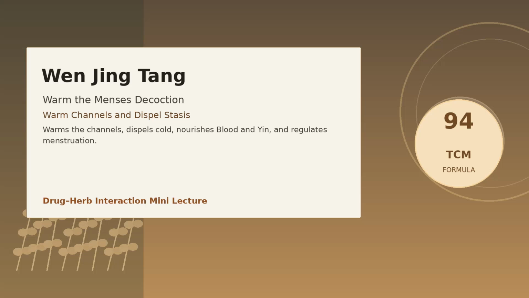Wen Jing Tang, commonly translated as warm the menses decoction, is a classical traditional Chinese medicine formula in the category of warm channels and dispel stasis. Its core action is to warm the channels, dispel cold, nourish blood and yin, and regulate menstruation. The pattern framework is Chong-Ren deficiency with cold, blood stasis, and mild deficiency heat.